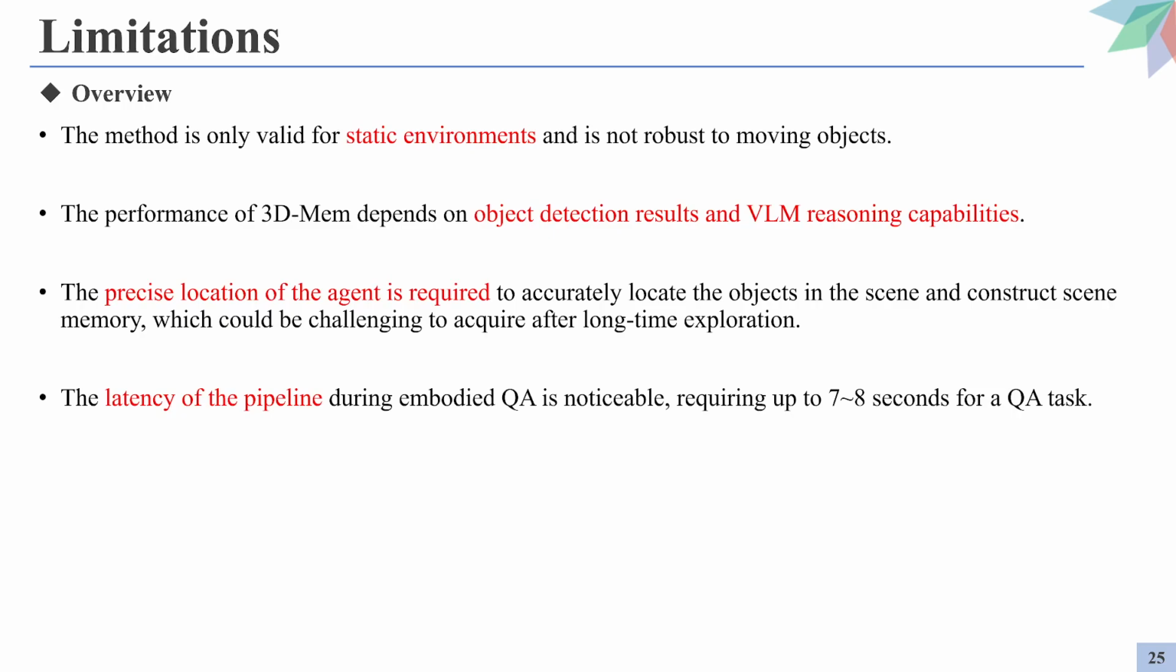Although the paper introduces an efficient scene memory framework, it comes with several limitations. First, it is limited to static environments and cannot handle scenes with moving objects. Second, the method's effectiveness is tightly coupled with the performance of object detection models and VLM-based reasoning. Third, it assumes access to the agent's precise location, which may not always be feasible in real-world scenarios. Finally, the system exhibits noticeable latency, taking up to 7 to 8 seconds to complete a single question answering task.